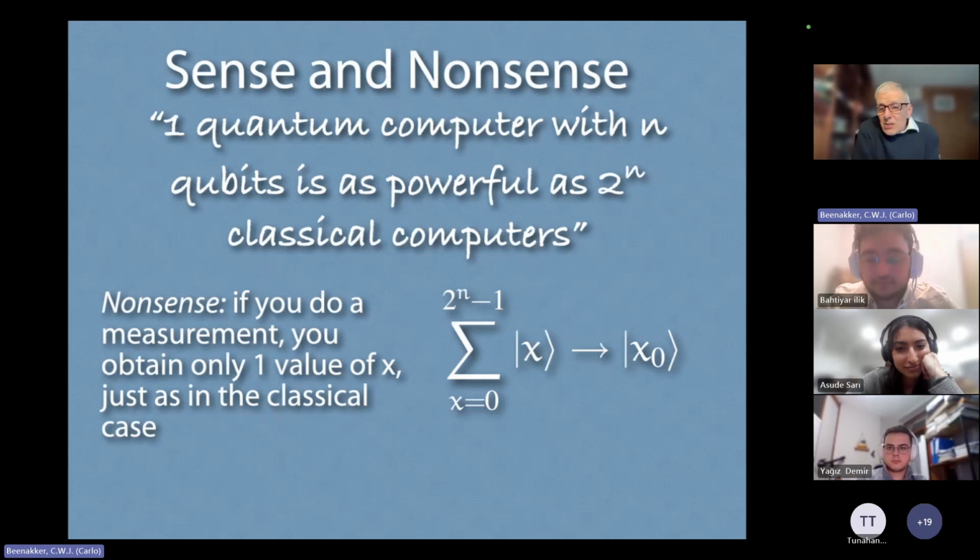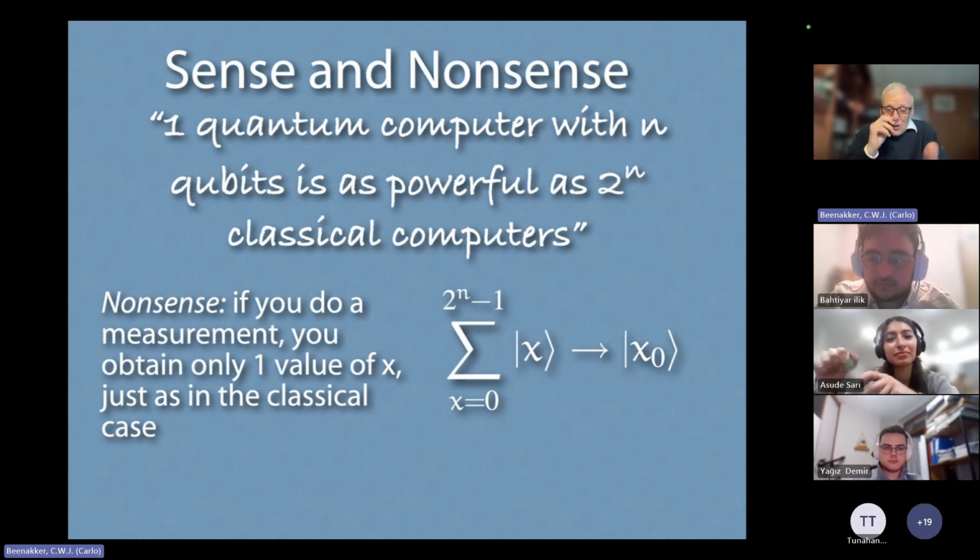If you would do a measurement to say, okay, let's read out these numbers, you get only one value of x. So even though the left-hand side of this equation has these 2 to the n numbers, the moment you do a measurement, you get only one value. And to get all the 2 to the n values, you would have to do 2 to the n measurements, and then we're back to something which will take forever.